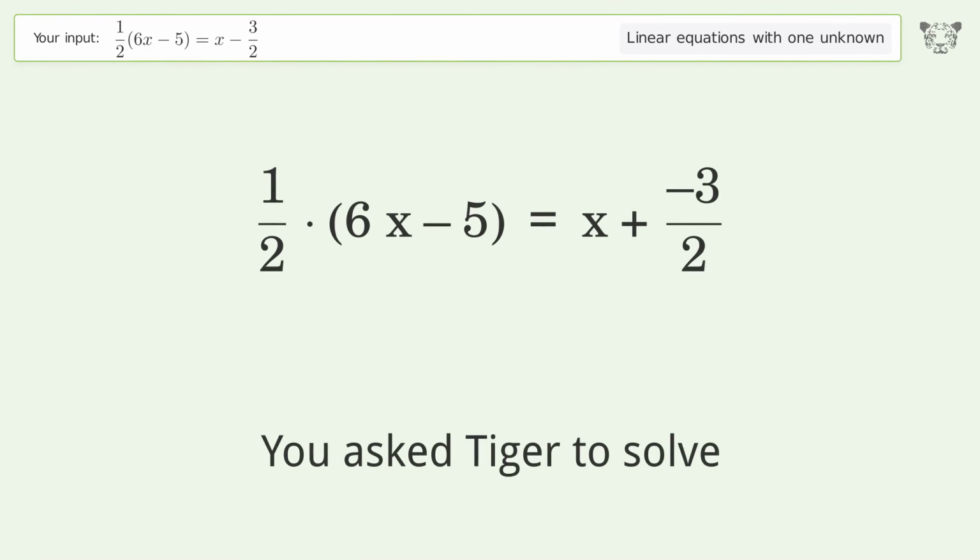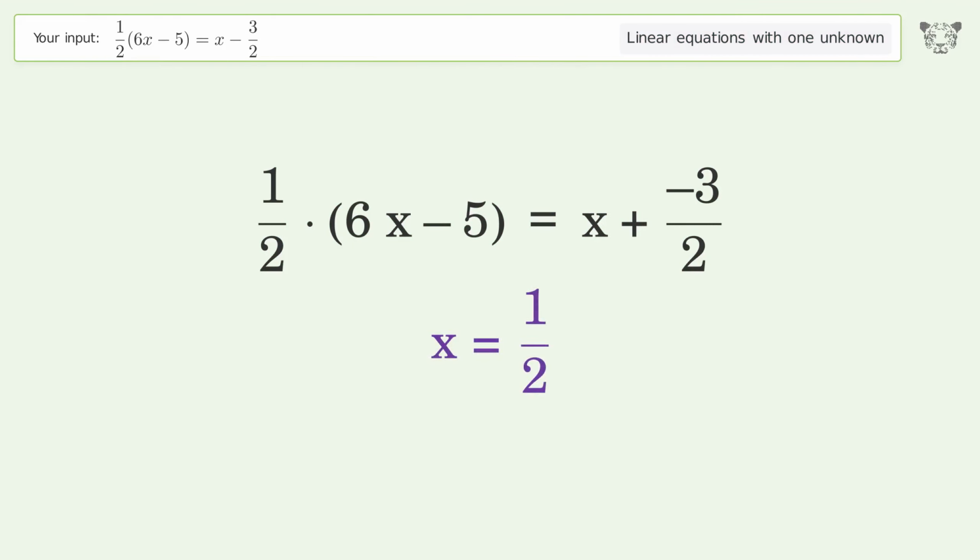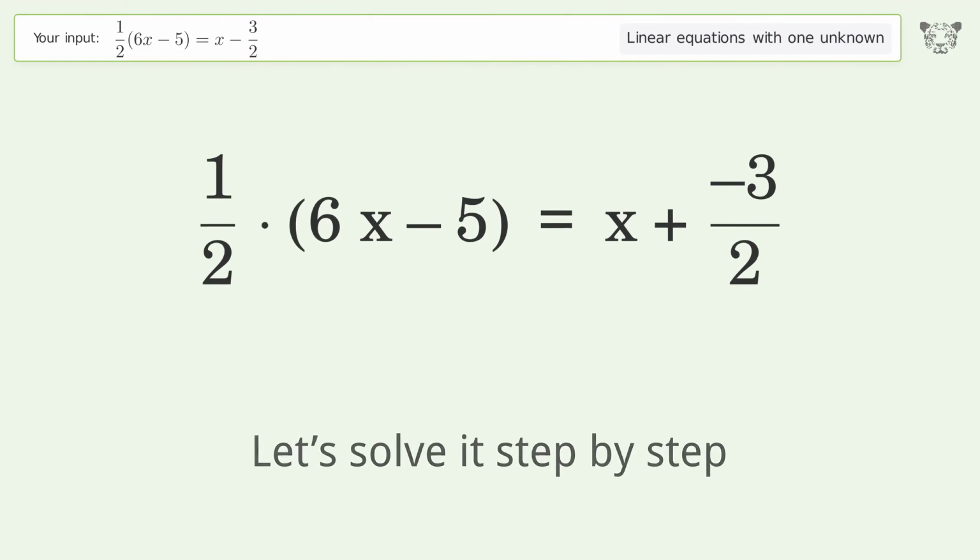You ask Tiger to solve this. It deals with linear equations with one unknown. The final result is x equals 1 over 2. Let's solve it step by step.